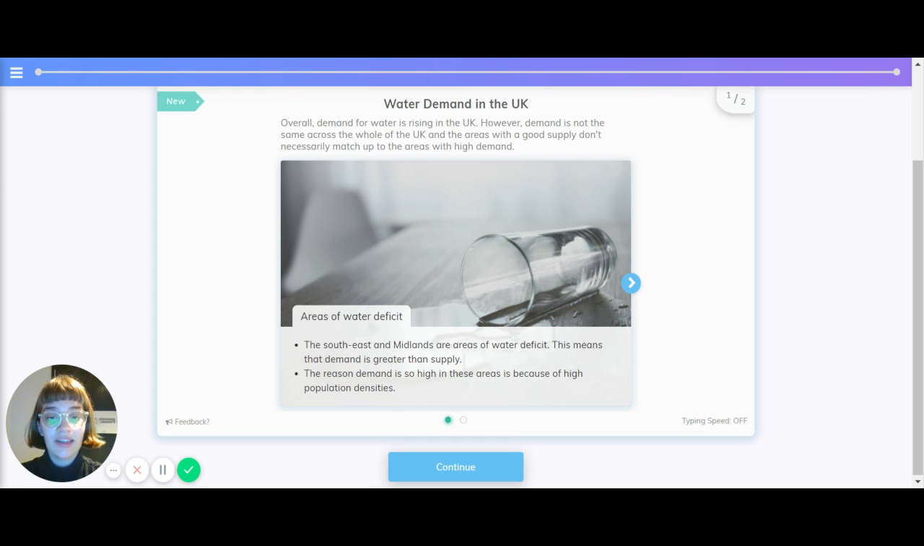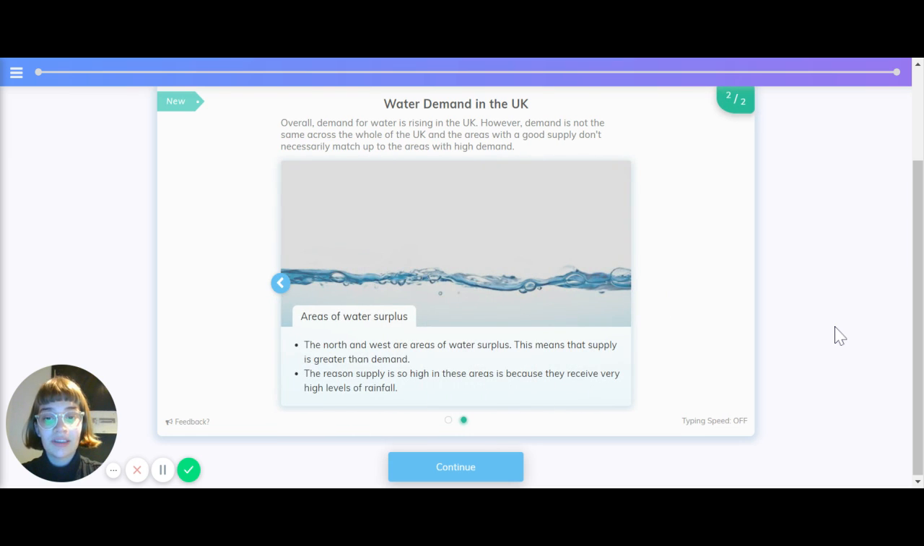The reason demand is so high in these areas is because of high population densities. Areas of water surplus are in the north and the west. This means that supply is greater than demand. The reason supply is so high in these areas is because they receive high levels of rainfall.